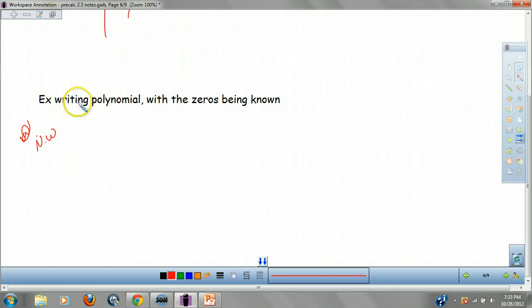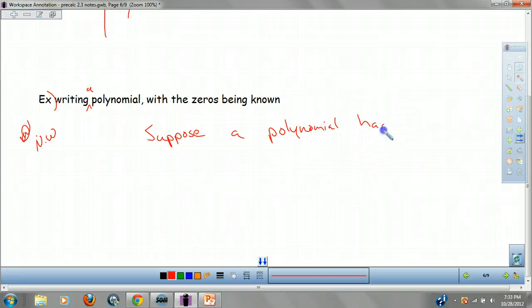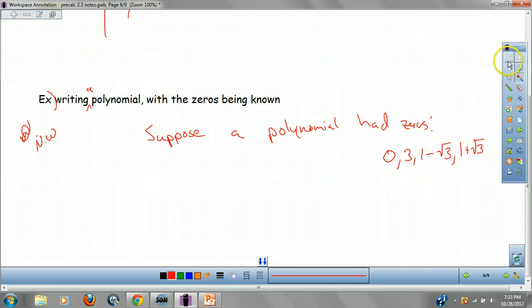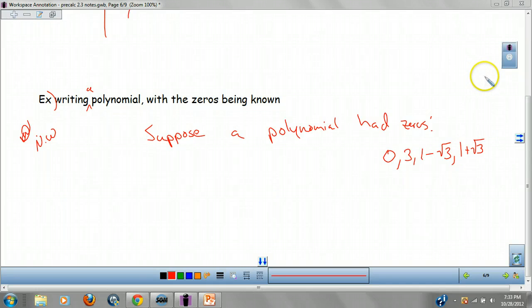Writing a polynomial given its zeros. So suppose a polynomial had zeros, I don't know, we'll make it 0, 3, 1 minus square root of 3, and 1 plus square root of 3. I'm trying to make this one as difficult as possible so you can see a tough example. Well, here's all.